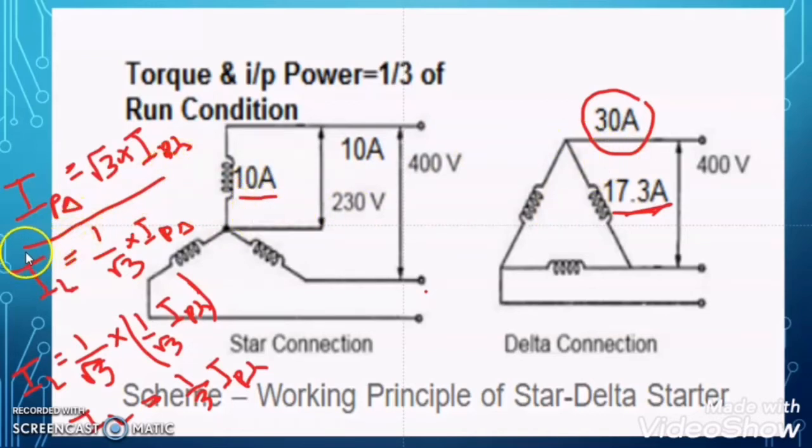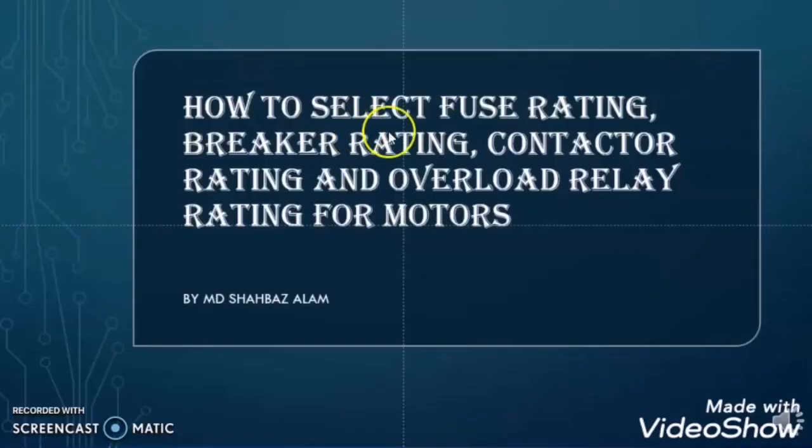As of now, just remember these three relations. The phase current in delta configuration is root 3 times the phase current in star configuration. Second, the line current is equal to 1 by root 3 times the phase current in delta configuration, and the line current is equal to 1/3 of the phase current in star configuration. These three you remember. Now let us move back to our original topic, that is the selection of fuse, breaker, contactors and overload relay for a particular motor.